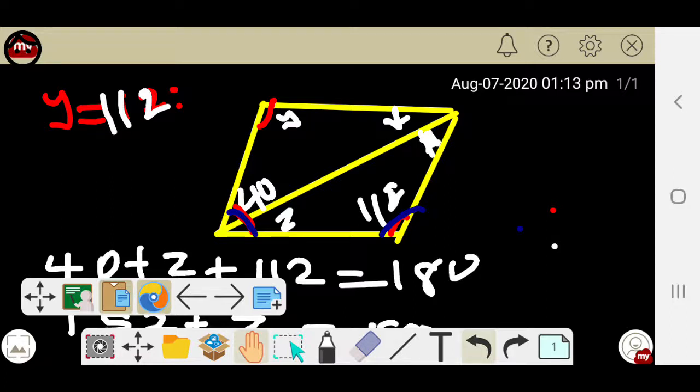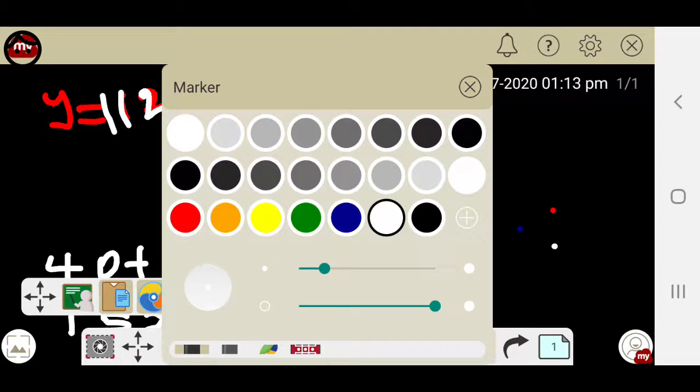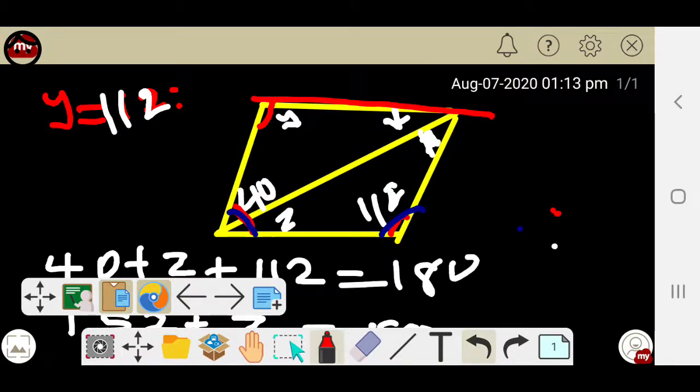Then here, for these two lines, yes, these two lines are parallel and this line is a transversal. Then we know that x and z are alternate interior angles. Alternate interior angles are equal. So z equal to 28 means x is also 28. z 28, x 28, y 112. Okay. The next question.